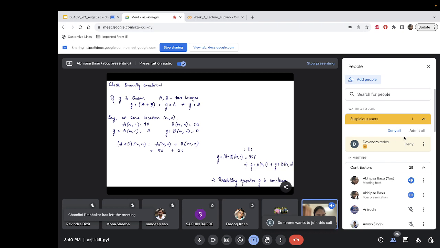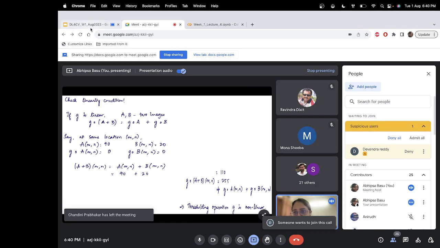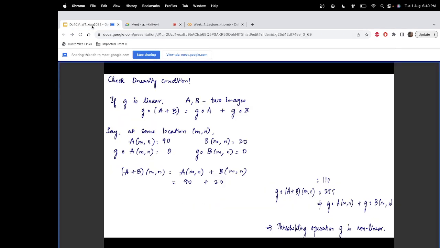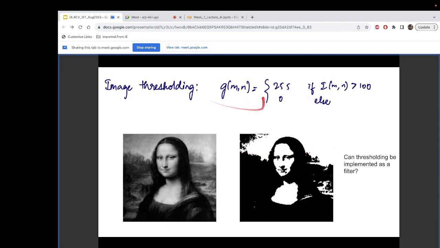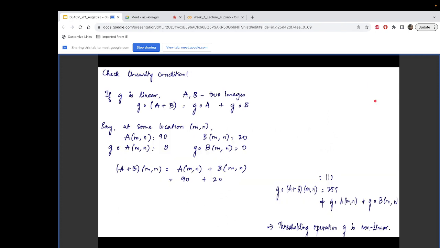Okay, what do I do here? Let's ignore this one. So this B of Mn is 20, like I said. If you operate G on B of Mn, G is again what? G gives you this value: if a pixel intensity is greater than 100, it's 255, otherwise it's 0. So G of A of Mn is 0, G of B of Mn is 0, because both are less than 100.